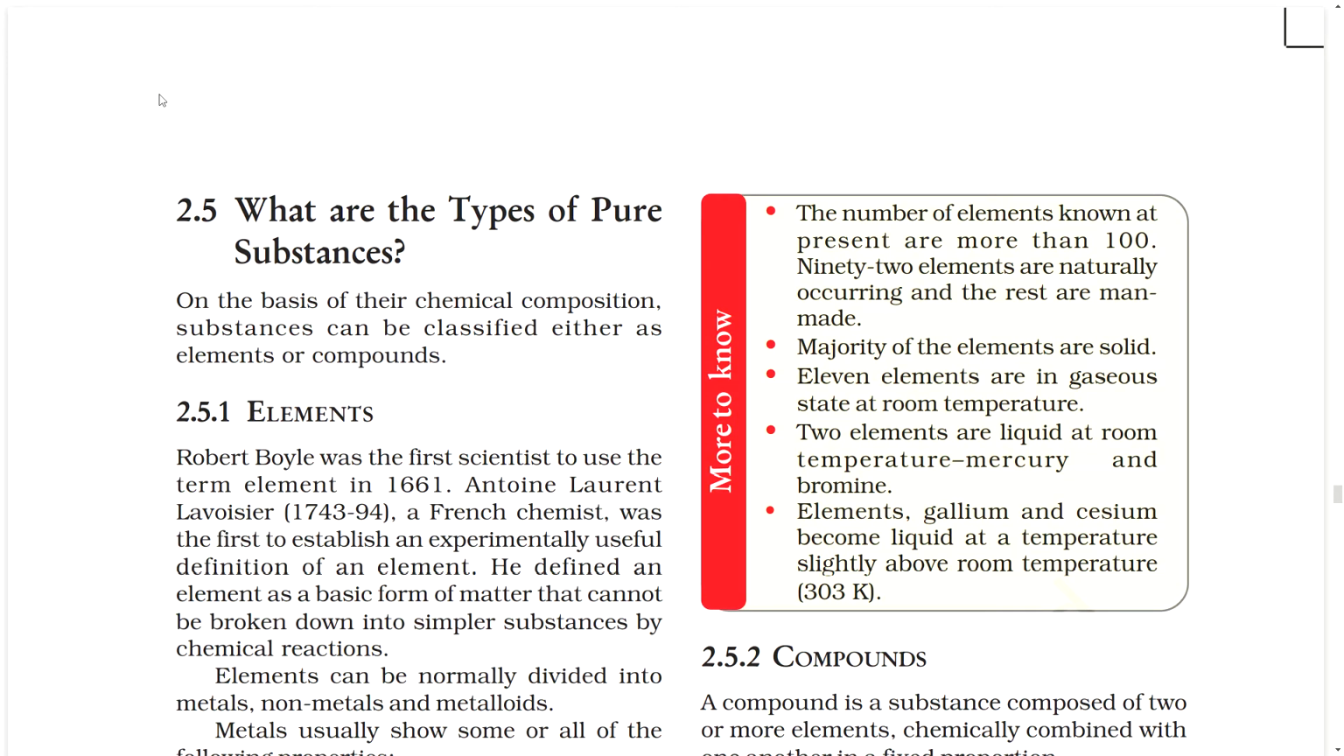More to know: the number of elements known at present is more than 100. 92 elements are naturally occurring and the rest are man-made. Majority of the elements are solid. 11 elements are in gaseous state at room temperature. 2 elements are liquid at room temperature, mercury and bromine. Elements gallium and cesium become liquid at a temperature slightly above room temperature, 303 K.